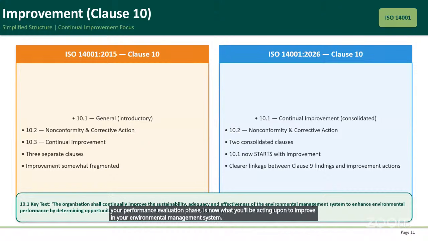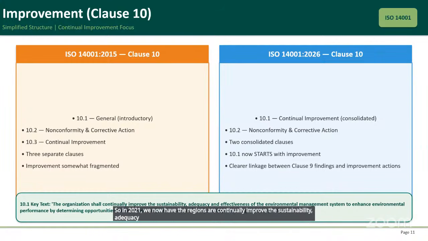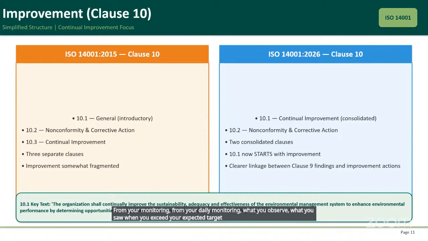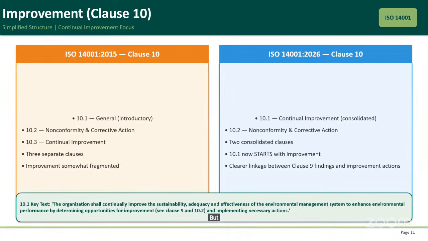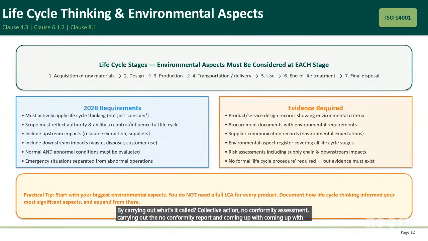So in 10.1, we now have: the organization shall continually improve the suitability, adequacy, and effectiveness of the EMS to enhance environmental performance by determining opportunities for improvement based on clause 9 and based on clause 10.2. So your output from your clause 9.2, from your monitoring, from your daily monitoring, what you observe, what you saw when you exceed your expected target, from your internal audit, from your management review, becomes your input in your 10.1, and that's what you now use to address by carrying out corrective action, non-conformity assessment, carrying out the non-conformity report, and coming up with corrective action to address these changes.